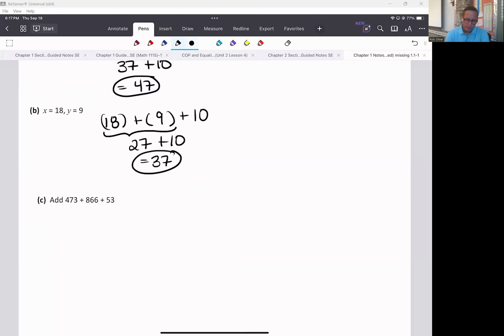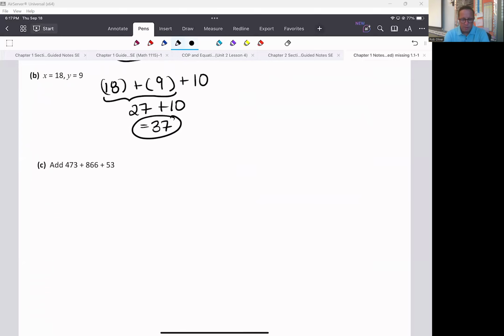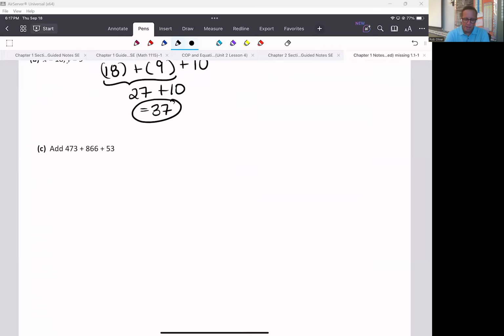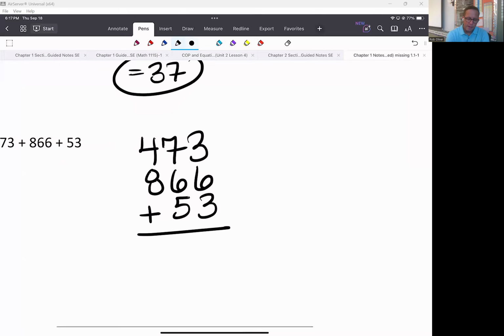All right, and then right here, we're not really evaluating anything. We just have a bunch of numbers that need to be added up. So if you're not using a calculator, which you shouldn't have to on this kind of problem, you can just line up the place values. Line them up and then add them up. So 3 plus 6 is 9. And then 9 plus 3 is 12. So you put the 2 right there, and you carry over the 1. This is called regrouping.